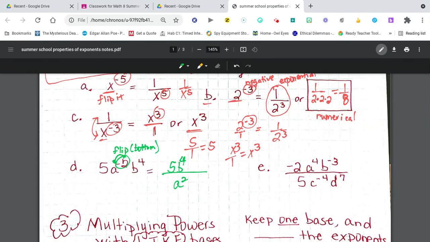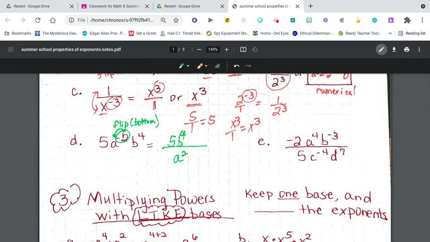And the exponents are the little numbers. So if you take a look at E, negative 2 is not an exponent. It's actually what we call a coefficient. It's a number in front of a letter. Negative 2 is in front of the letter A and in front of the letter B. So it's called a coefficient, not an exponent. Negative 3 is an exponent because it's the little number, okay?